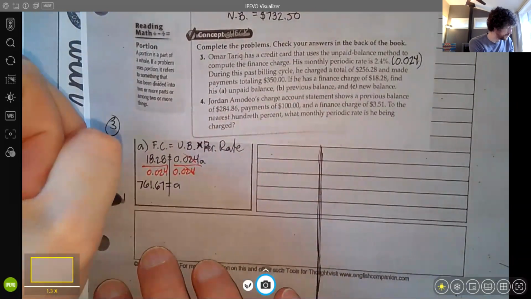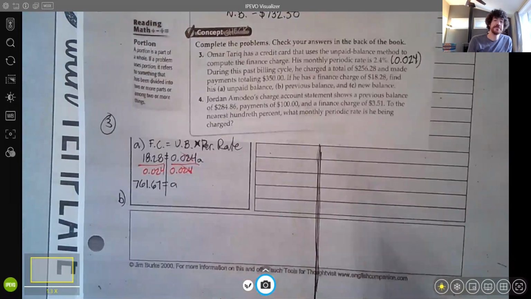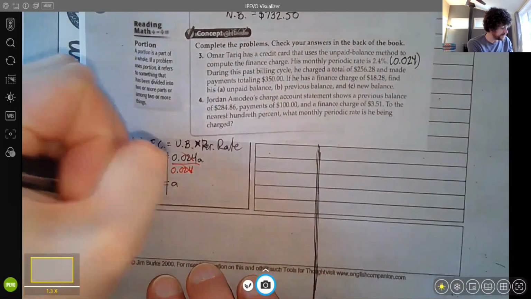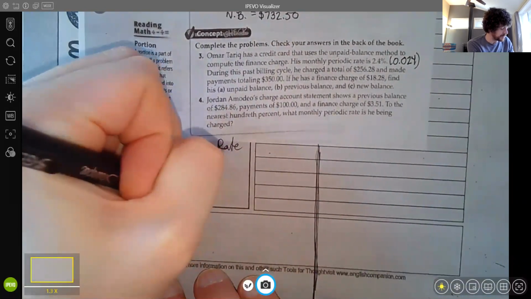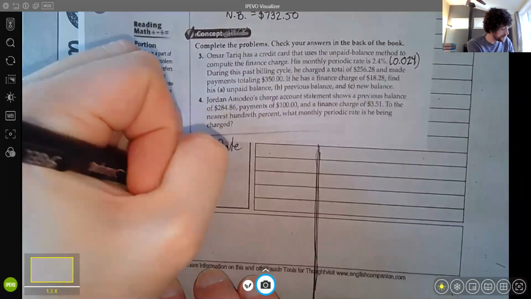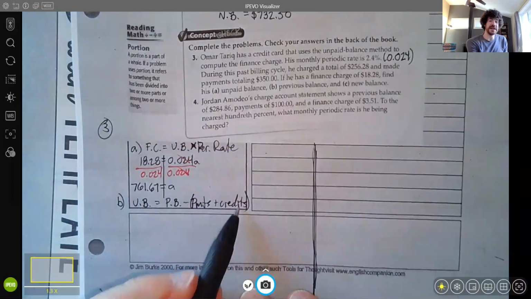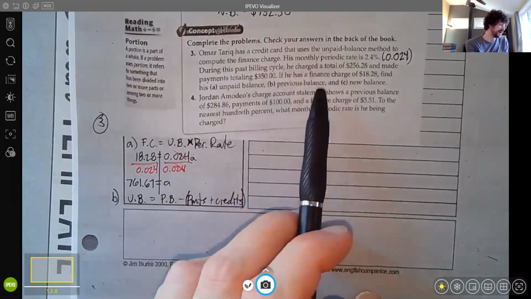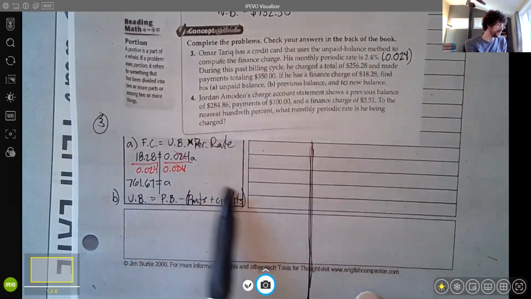For part B, we are going to calculate the previous balance. So part B, previous balance. And we're going to use the unpaid balance equation to do that. So unpaid balance is equal to previous balance minus the payments and the credits. But payments and credits was just payments on this one. It was payments, made payments totaling $350. So that's the number we're going to put in right here.